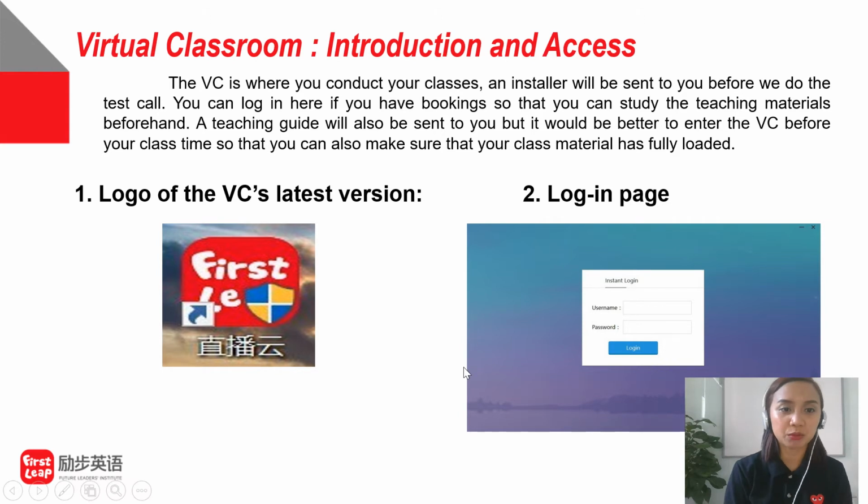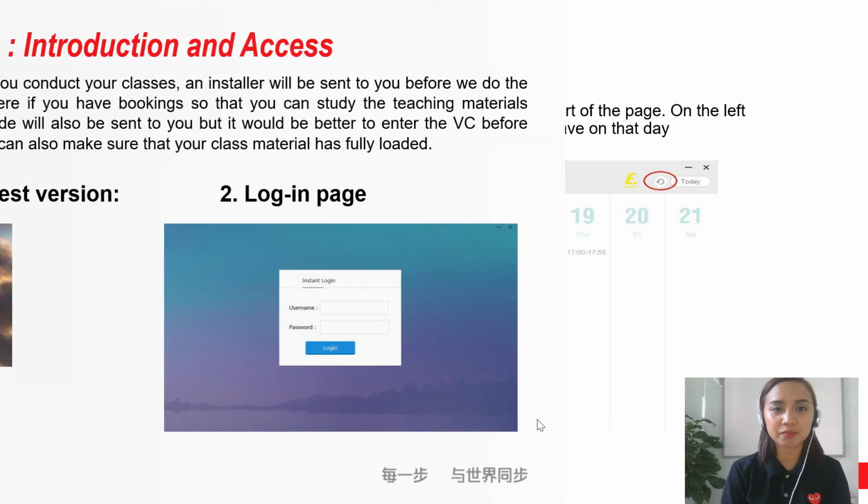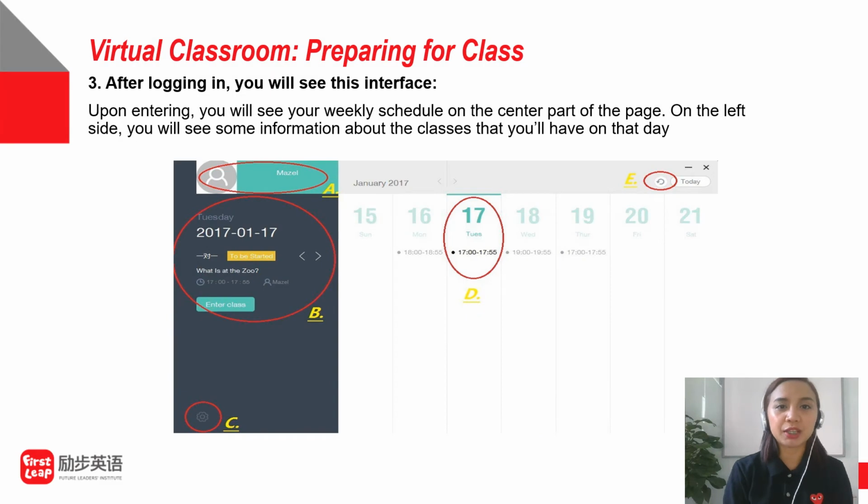Now let's have a look at number one. This is the icon that is displayed on your desktop upon installing the VC or the virtual classroom. And the second one is the login page. After logging in, you will see your weekly schedule on the center part of the page. On the left side, you will see some information about the classes that you'll have on that day. Now please take note of these letter labels. We have A, B, C, D, and E.